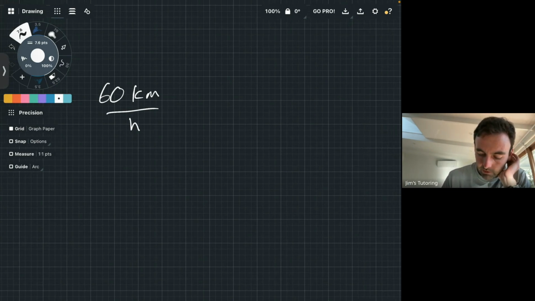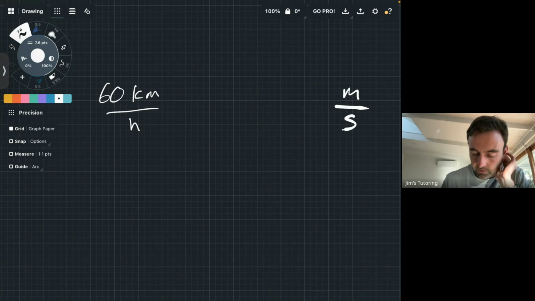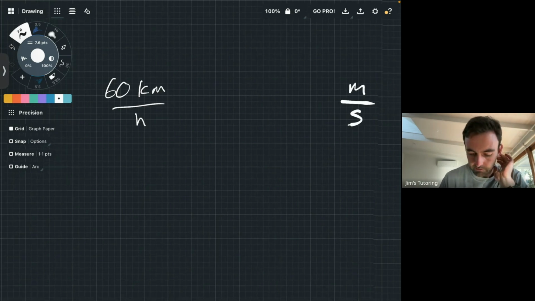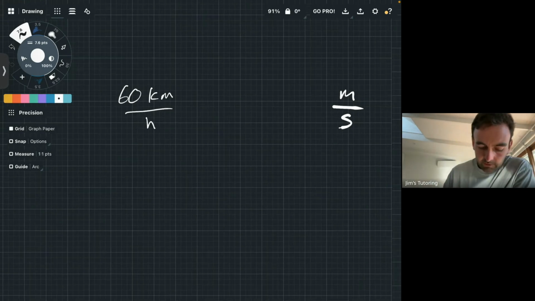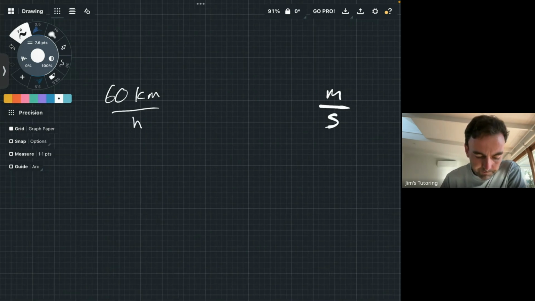Now, as I said, we've got kilometers per hour here, and let's say we wanted to go to meters per second. There's a little bit of lag with the iPad sometimes, but it will load. So we wanted to go to meters per second.